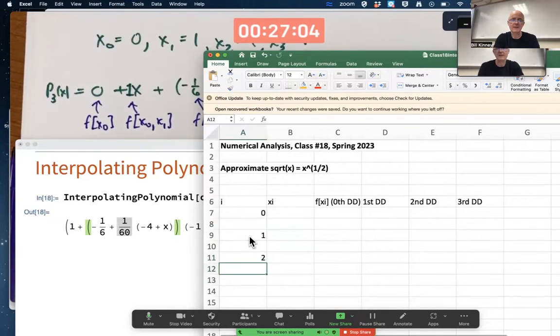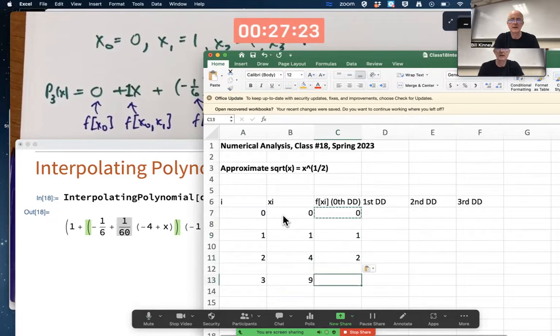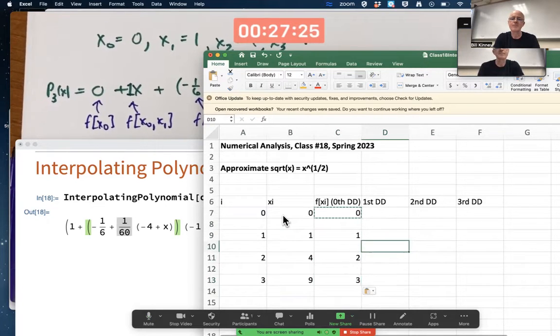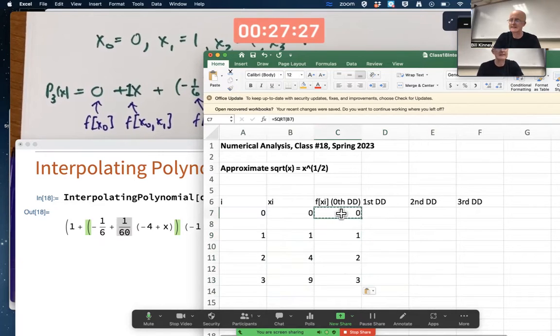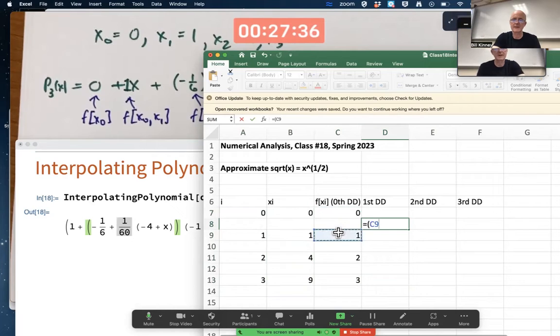It's not Neville's method. The x's themselves are 0, 1, 4, and 9. The 0th divided differences are function values, so just take the square roots of those things. Nice numbers. Yes, this 0 corresponds to the 0 right there. For this one, we've got to do an actual divided difference.